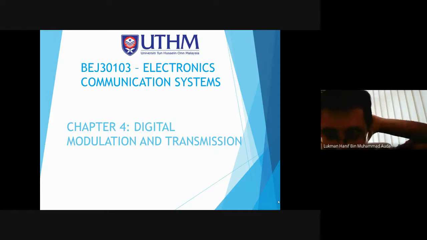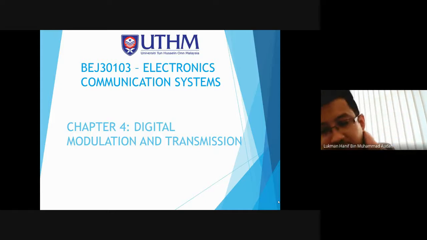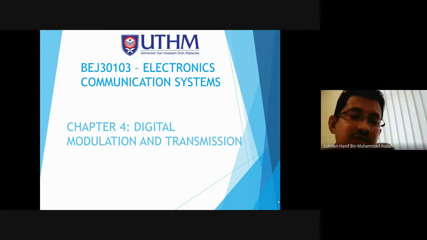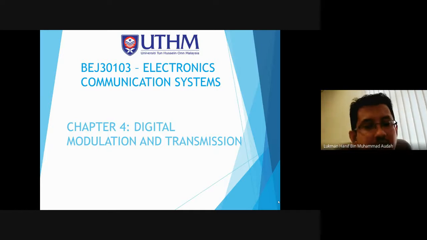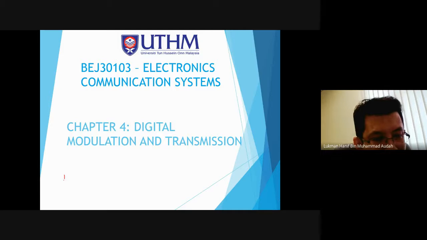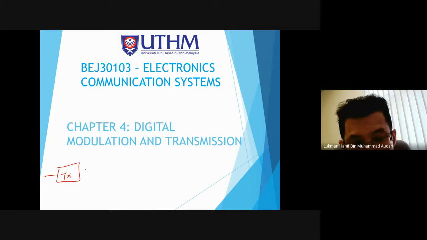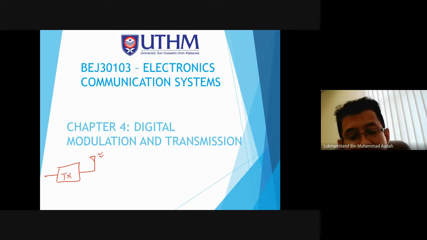Sebelum ini kita dah lihat chapter 3 berkenaan dengan analog system. What we learn in chapter 3 is the modulation process in the transmitter, and then we transmit the signal. Dalam chapter 3, I'm talking about chapter 3, which is for the analog system.